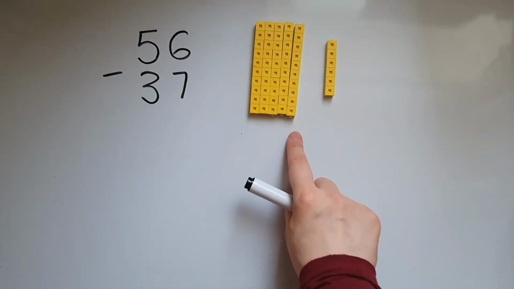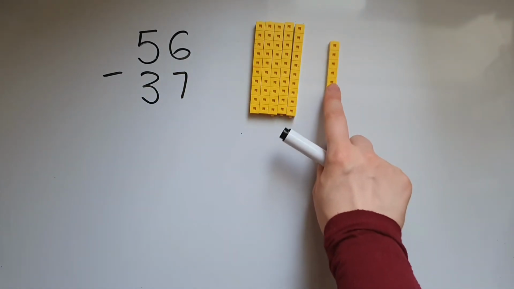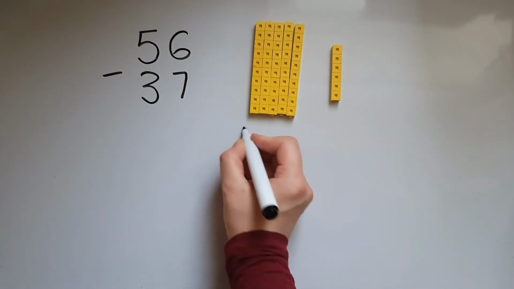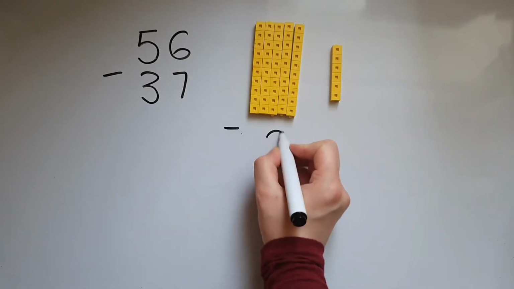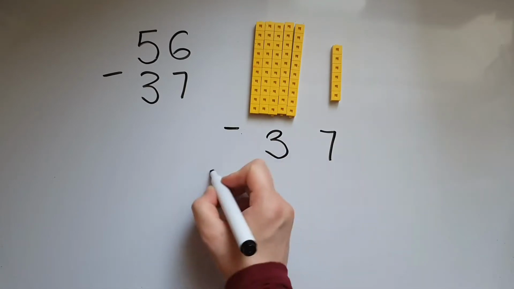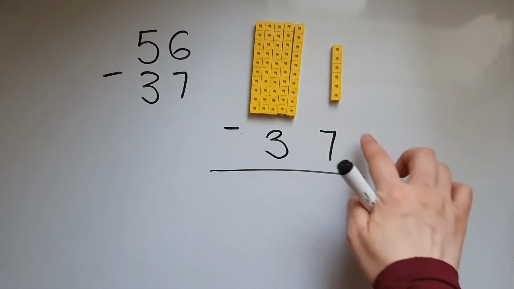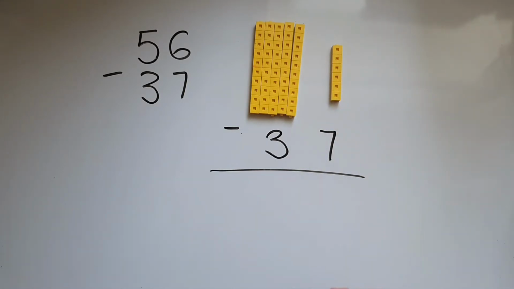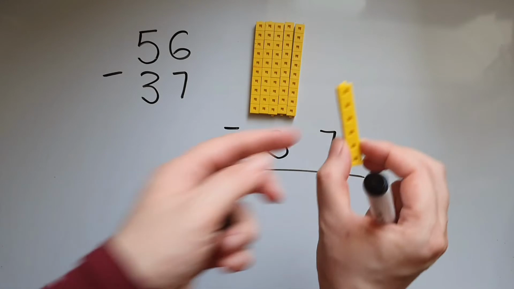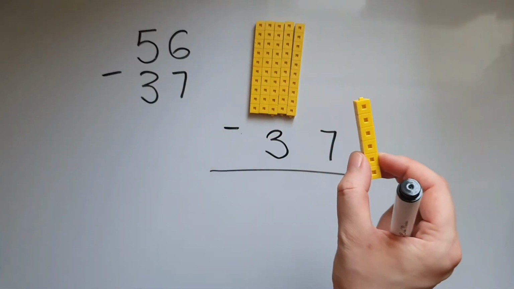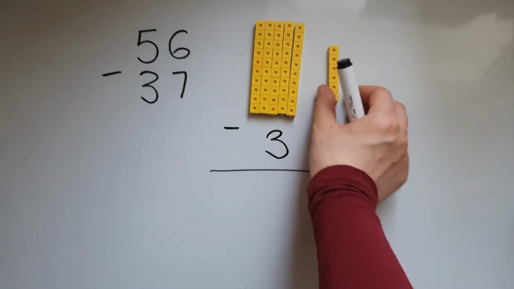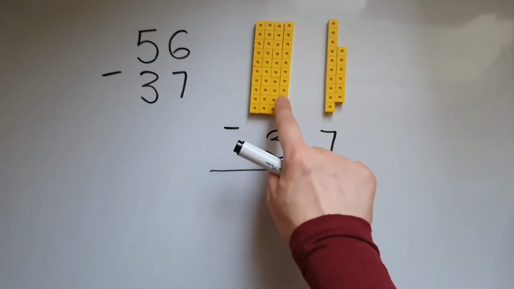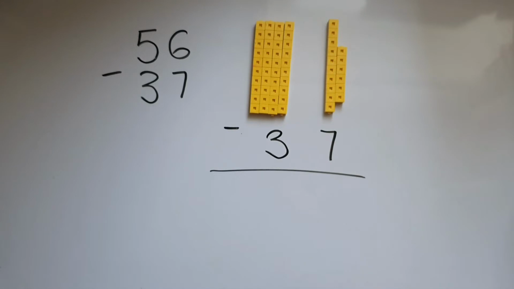So there is 56: 5 bars of 10 cubes each, and then we have the 6 small cubes as well. And I'm going to take away, as we said, 37. So I'm trying to take away 7 from the 6. Can I take away 7 cubes from this? No, I can't, because there wouldn't be enough. So for that reason, I'm going to borrow 1 from these. So this now is a 4.